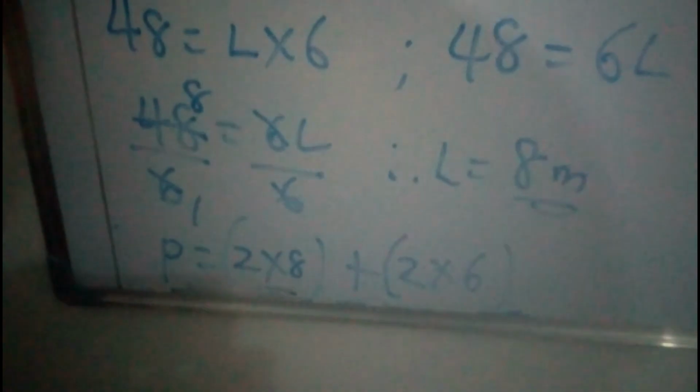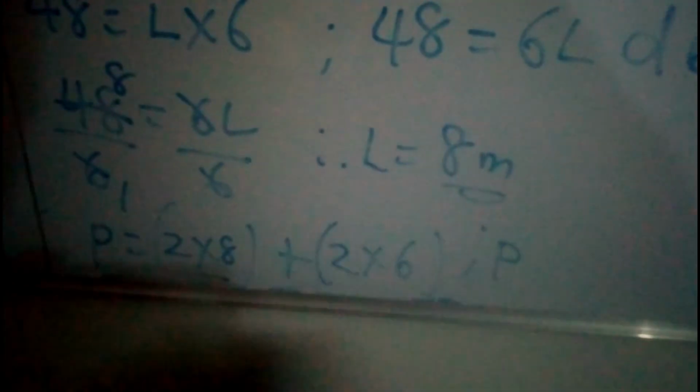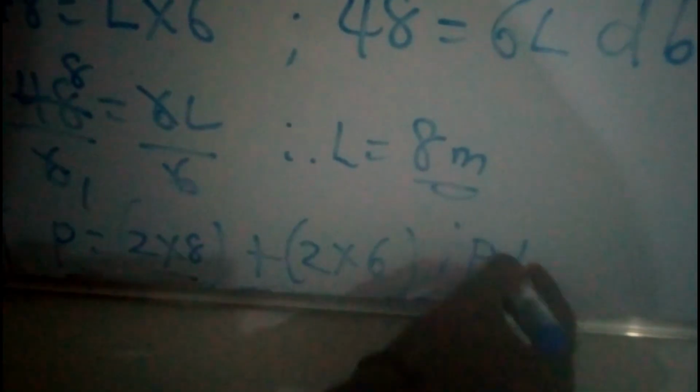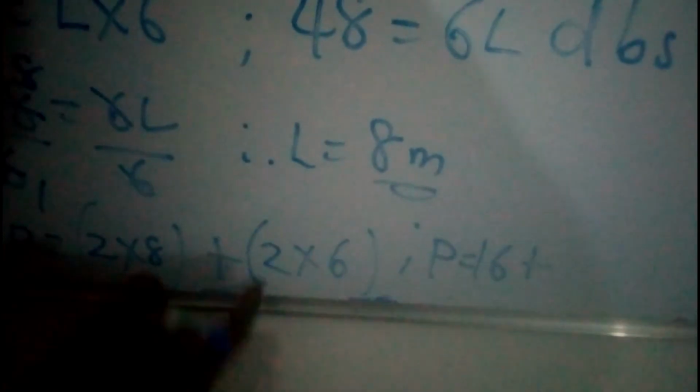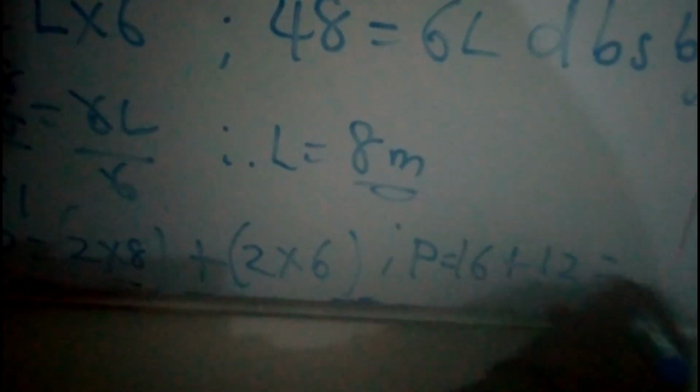So what do I have? Perimeter now becomes 2 times 8 is 16, plus 2 times 6, which is 12. And what's our perimeter? That gives you 28 meters. Perimeter of this shape is 28 meters.